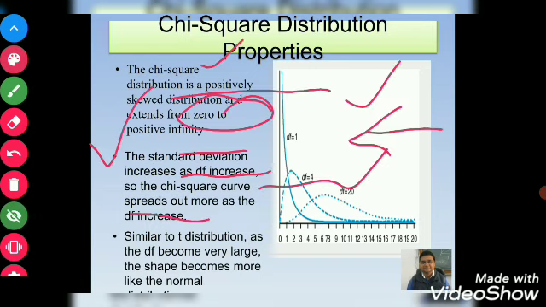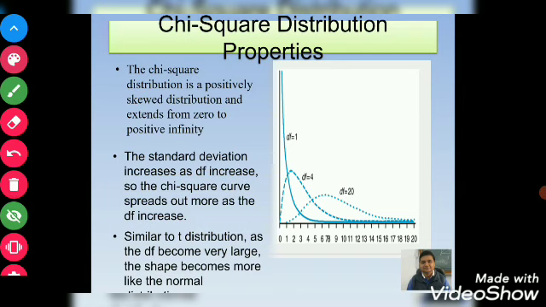Now another one. The chi-square distribution is positively skewed. We have already discussed it is extending from 0 to infinity. The standard deviation increases. Okay, this I have already discussed.